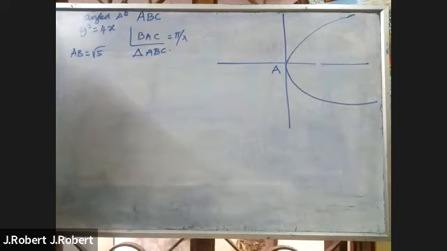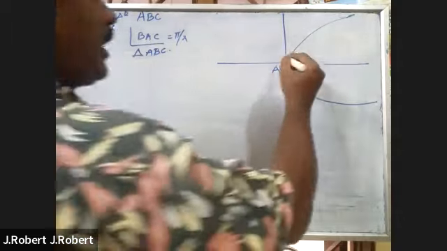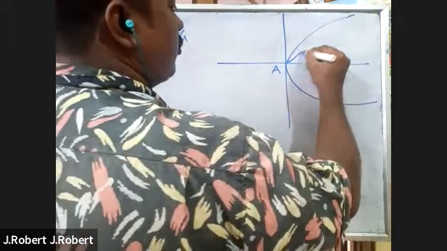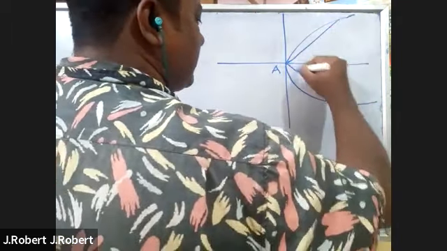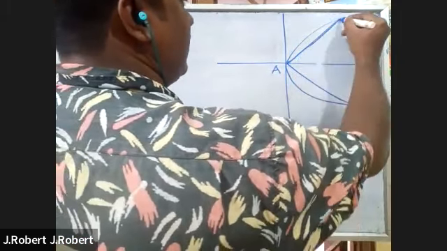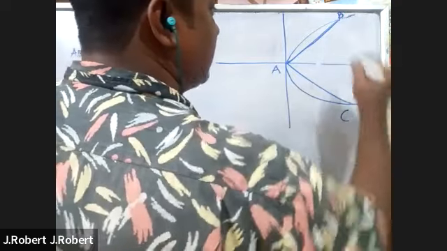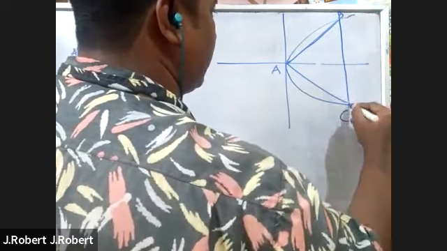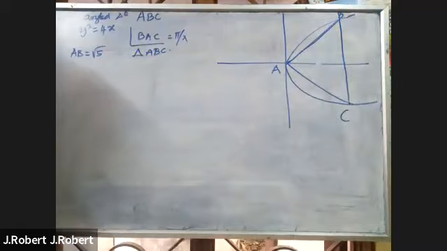Inside the parabola, there is an inscription. So a right angle triangle is inscribed. A is a vertex. I just draw the diagram like this. This is called a right angle triangle. So this is called A, B, C. Draw the diagram, the triangle. This ABC is a right angle triangle.